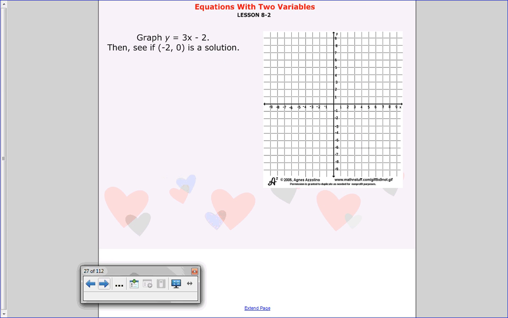All right, so now it's your turn. I want you to go through those same steps that I've been going through. Make your table of values, graph them, connect the dots, and then see here if -2, 0 is a solution. So go ahead and pause me. And when you're all done, come back and check your answer. So pause me now.